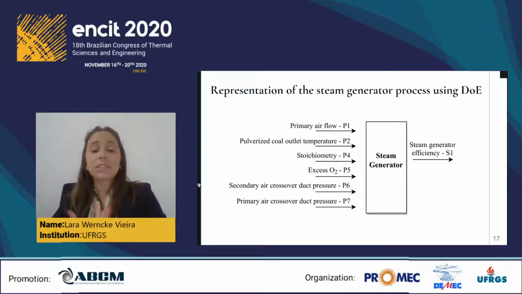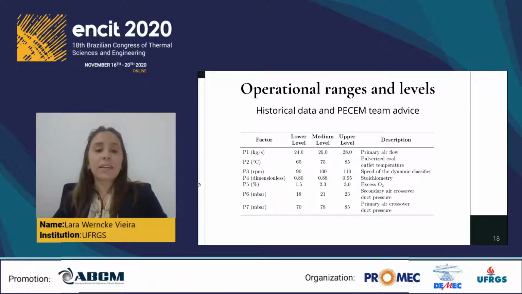Then we want to represent the steam generator process using design of experiments. So we include this set of input parameters, including primary airflow, pulverized coal outlet temperature, stoichiometry, excess of O2, and secondary and primary air crossover duct pressure. And we want to know the impact of each of these parameters in the steam generator efficiency. So we need to define the operational ranges and levels of these parameters to conduct the experiments at the power plant. So we analyze historical data, and again we account with PECEM team advice.